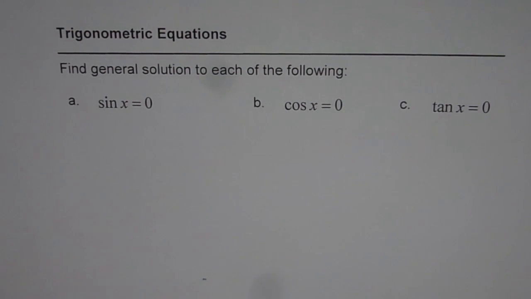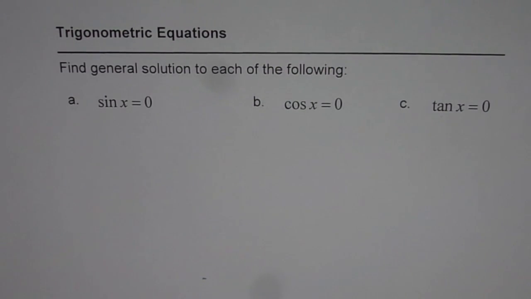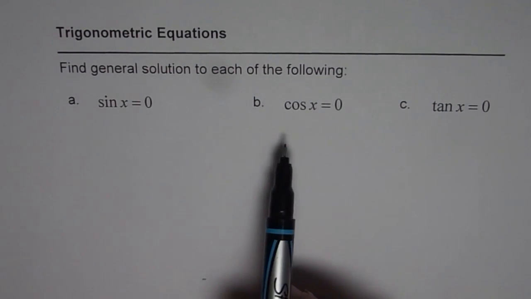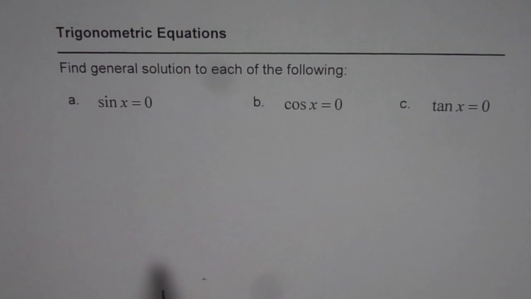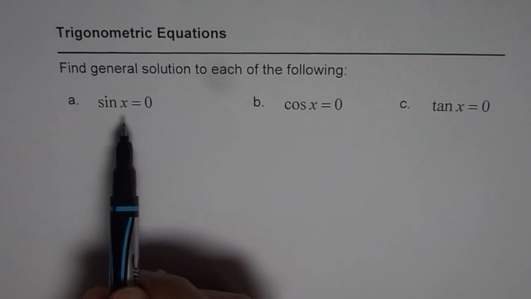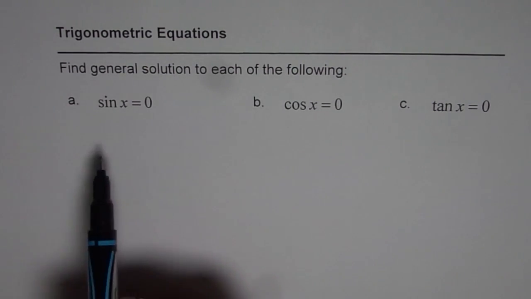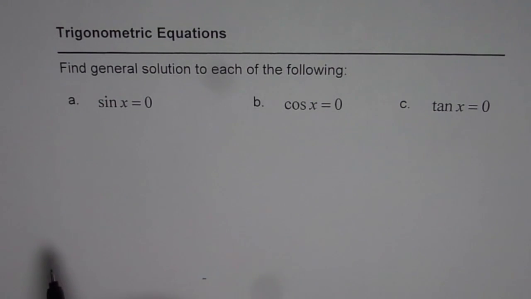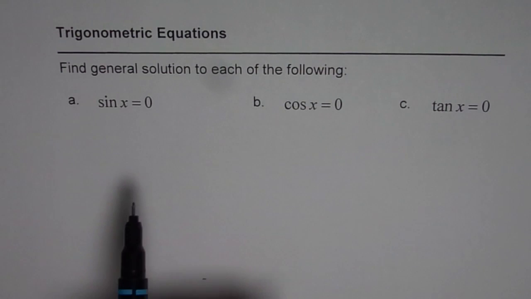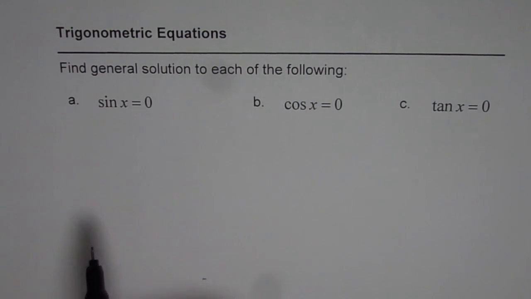These videos are also designed for students who have just started trigonometry and also for students who are in grade 12. So let's find the general solution for the trigonometric ratios equal to 0. Sin x equals to 0. If you use calculator, you'll only get one value. Now to find general solution, we have different approaches. I will show you a couple of approaches in this particular video.